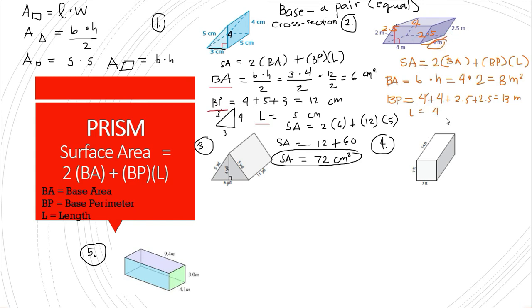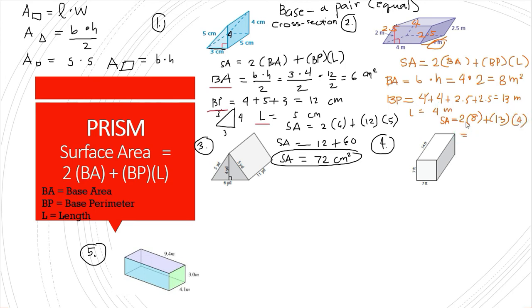Now let's go and find the surface area. So surface area is equal to 2 times your base area. What's your base area? It's 8, plus base perimeter, which is 13, times your length, which is 4.